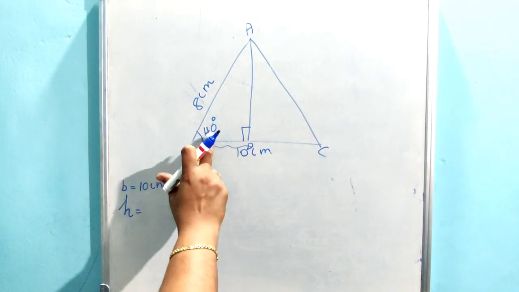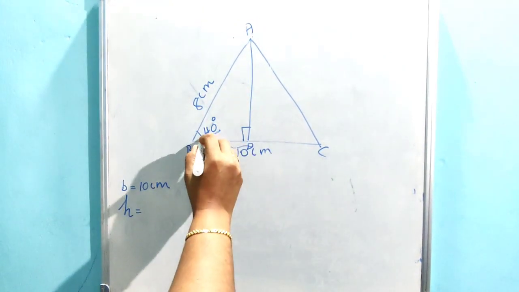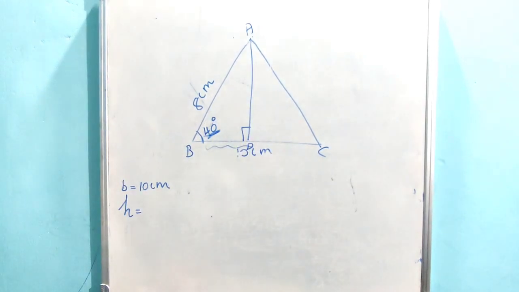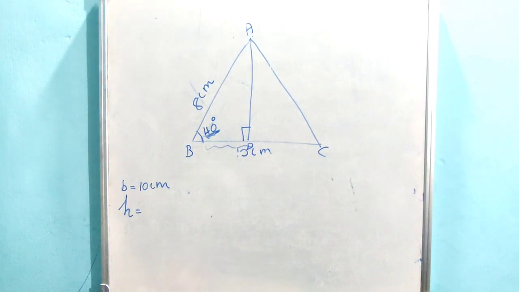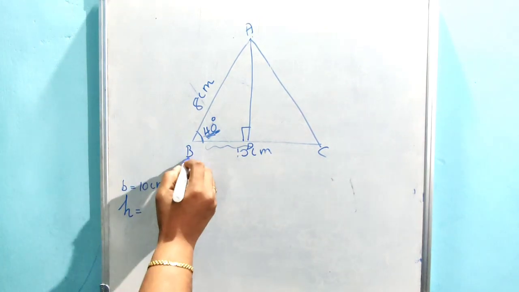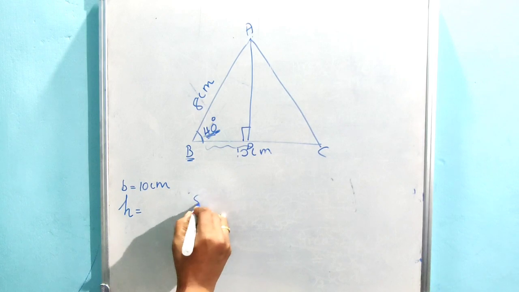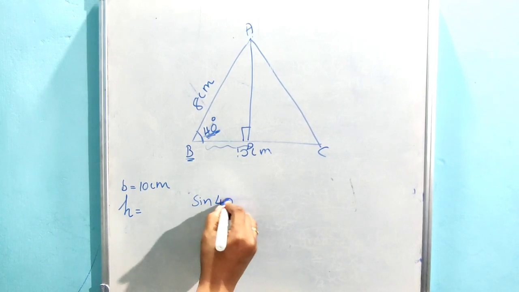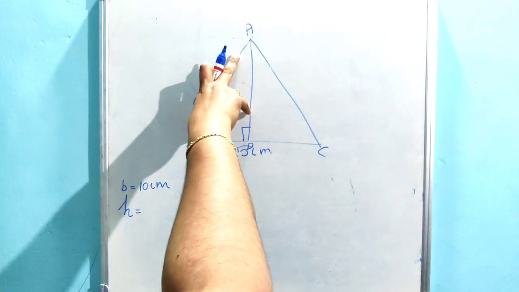So see children, here this AD is the opposite side of 40 degree. So opposite side ratio, that is the sine ratio. So here we are making use of the sine ratio. What is sine 40? Sine 40 is equal to opposite side by hypotenuse.